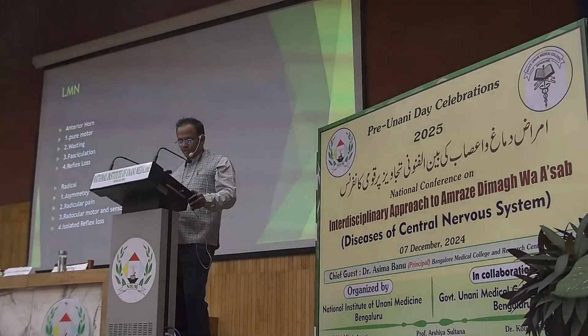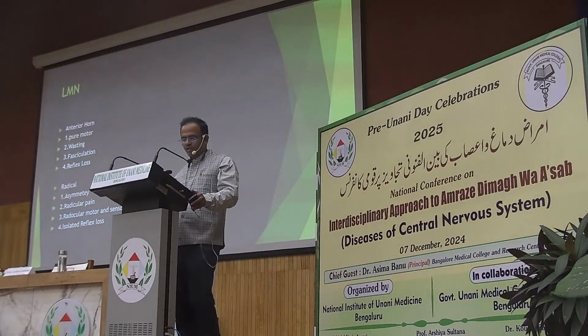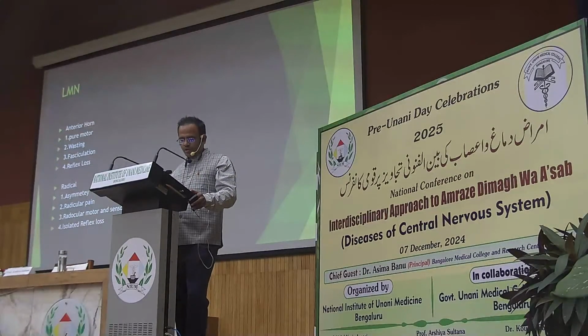Now the lower motor neuron lesion, it starts from the anterior horn. If there is involvement of the anterior horn, it usually happens in polio. It's usually pure motor, no sensory involvement. There will be wasting, fasciculations will be there, and reflex will be lost along the distribution. In radiculopathy, usually they will have radicular pain, asymmetric involvement will be there, but both sensory and motor involvement will be there along the distribution of that root, and there will be isolated reflex loss.